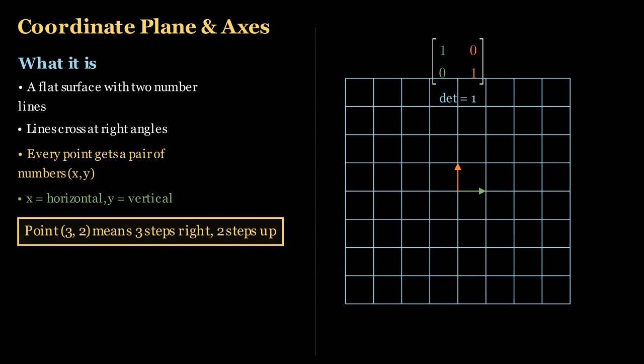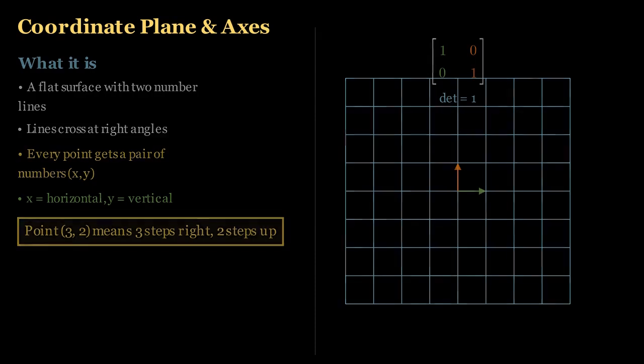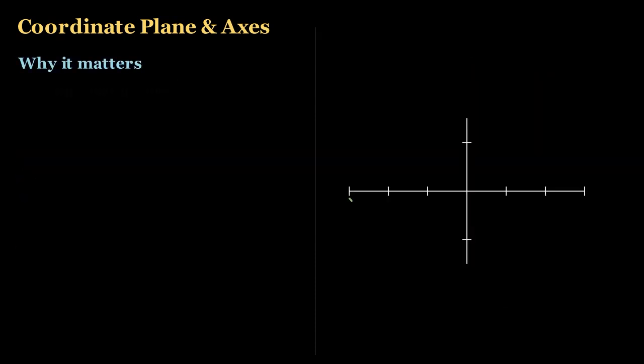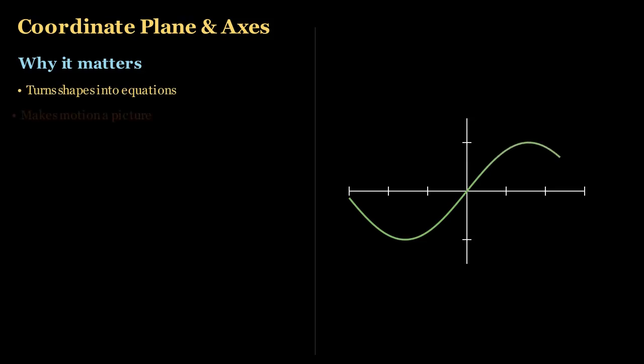Why do we even bother with this grid? Because it lets us turn a shape, like a curve, into an equation we can work with. Before this, geometry and algebra were separate worlds. The coordinate plane is the bridge. A circle isn't just a round drawing anymore, it becomes an equation like x squared plus y squared equals a number. More importantly for calculus, it lets us turn motion into a picture.